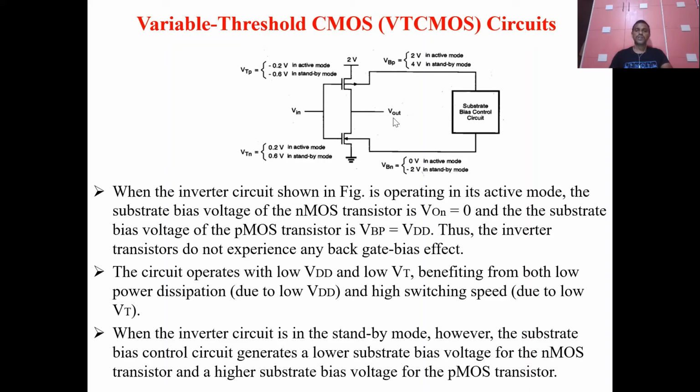This is the block diagram of that variable threshold CMOS circuit, and the very important point here is the substrate bias control circuit. It will always change. Whenever it is in active mode, it will supply one voltage to the substrate, and whenever it is in standby mode, it will supply another voltage, that is minus 2 volts in standby mode for NMOS and 4 volts for PMOS. So this is the variable threshold CMOS circuit, right?